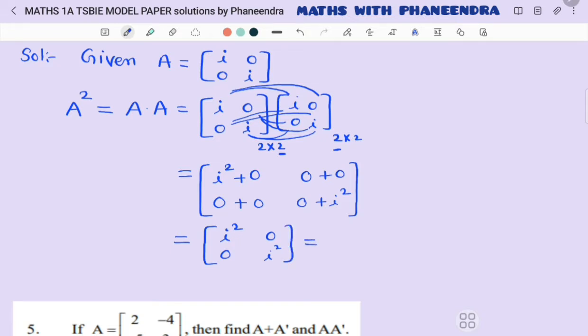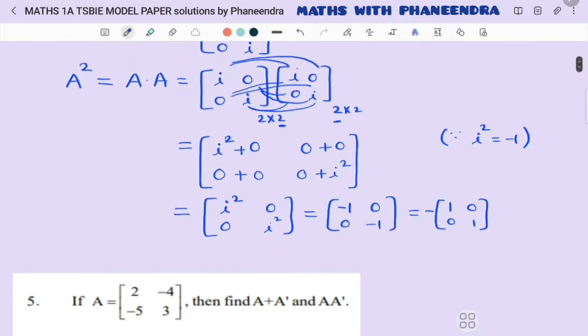So i square, we know that i square is equal to minus 1. i is representing iota, which we will study in the second year. So i square value minus 1 means [minus 1, 0; 0, minus 1]. If you take common minus 1, [1, 0; 0, 1]. If they are asking only to find A square, you can stop here. If they are asking to prove A square equal to minus I, this is the 2 by 2 identity matrix, you can write as I. Otherwise you can leave it like this. If you want, you can write it like this also: minus, this is the identity matrix of 2 by 2, I.